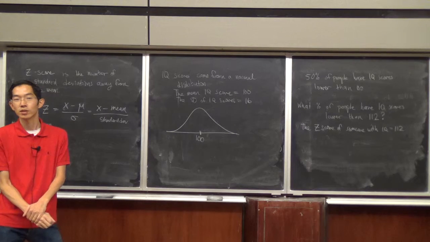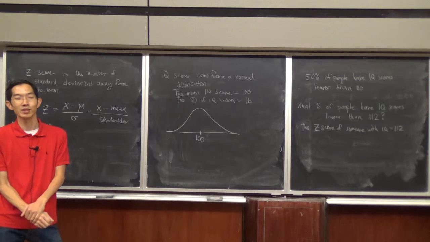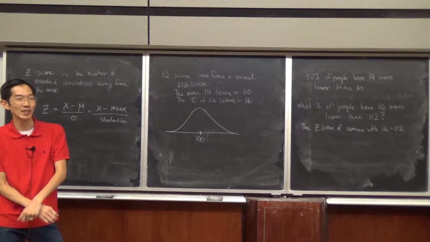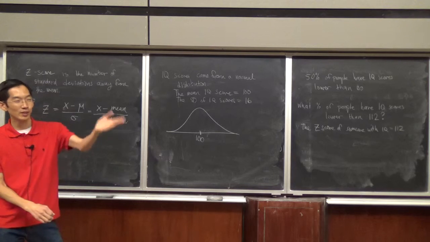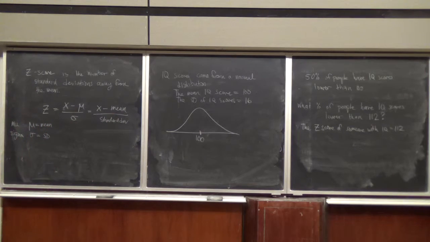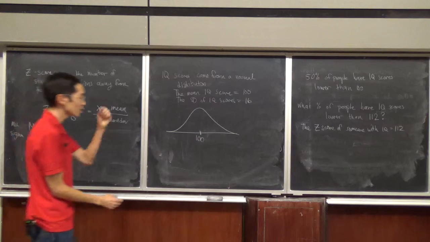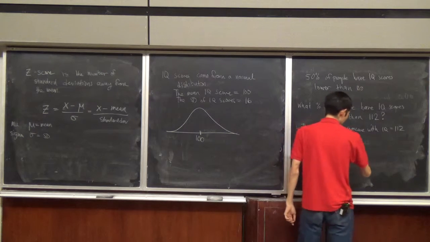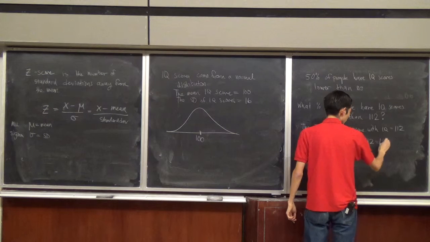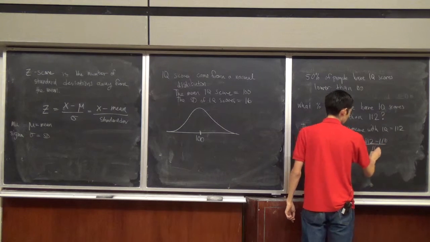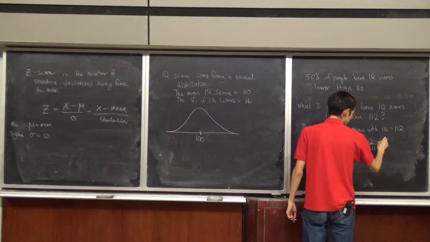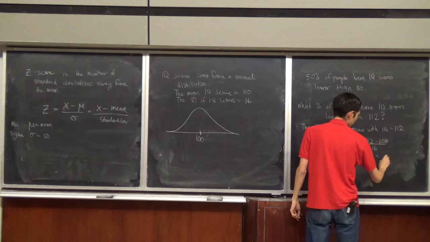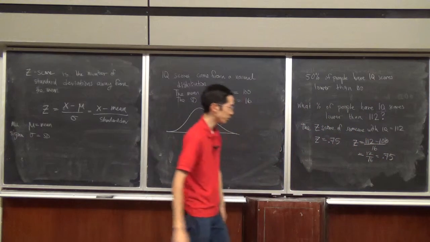Okay, so just see. Are people even attempting this, or are you just waiting for me to give you the answer? Huh? Okay, so who can tell me the answer other than Eudor? 0.75. Great. Okay, so we get z equal to 0.75, right? So we just say z is equal to 112 minus the mean of 100 divided by the standard deviation of 16. I get 12 over 16. Z is equal to 0.75.